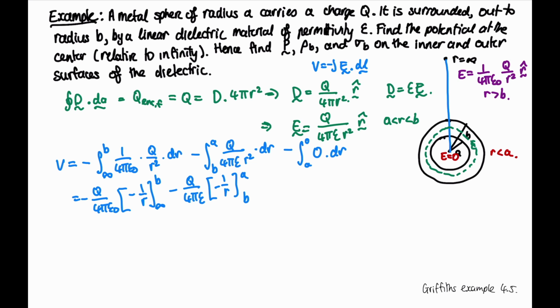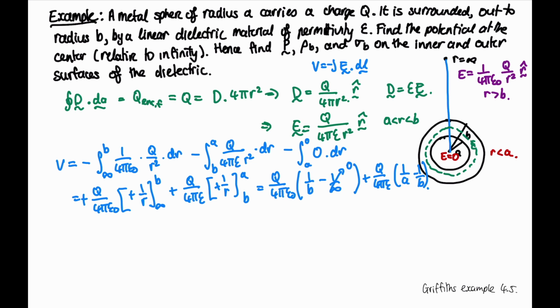So we can cancel out all our negatives, make everything positive here. And now we're going to want to substitute in our limits. So we've got Q over 4 pi epsilon naught, and here we've got 1 on B minus 1 on infinity. This is just 0. And then we've got plus Q over 4 pi epsilon, and here we've got 1 on A minus 1 on B.